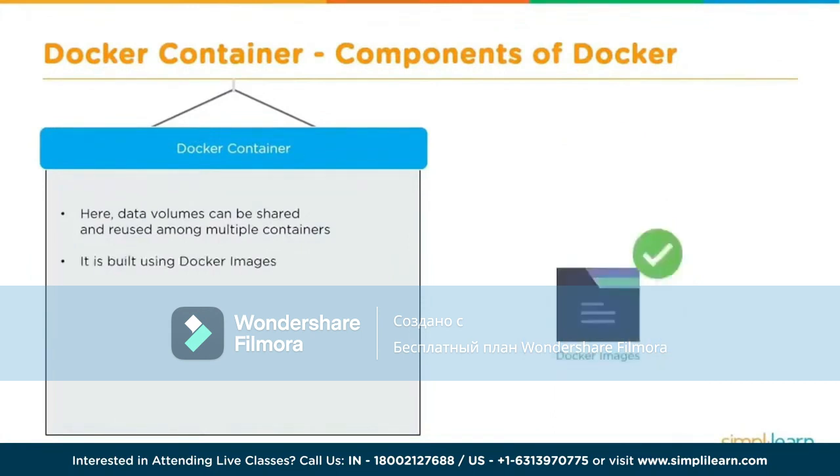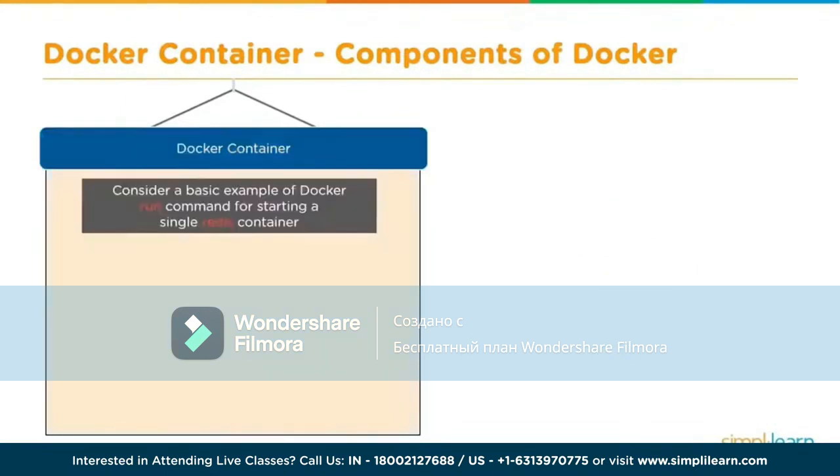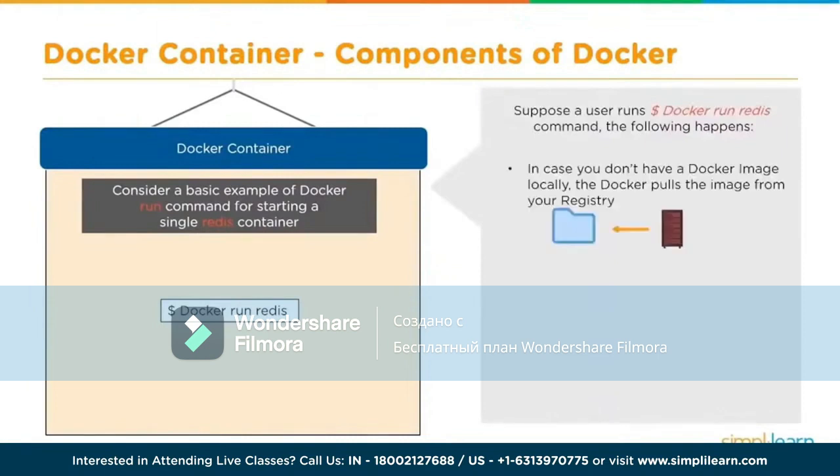The container is built using Docker images, and the command to run those images is the run command. So let's go through a basic structure of how you would run a Docker image. You go into a terminal window and write docker run redis, and it would run a container called Redis. If you don't have the Redis image locally installed, it will pull it from the registry. Then the new Docker container Redis will be available within your environment, so you can start using it.